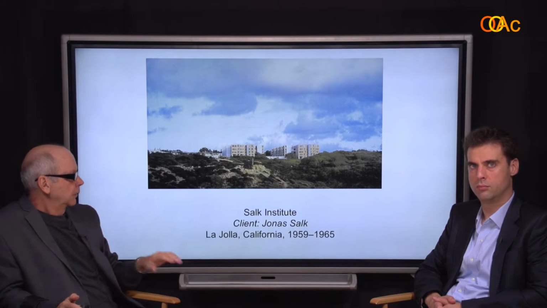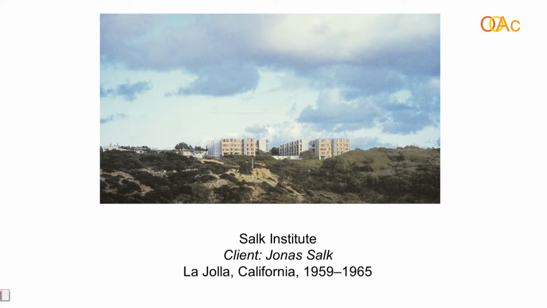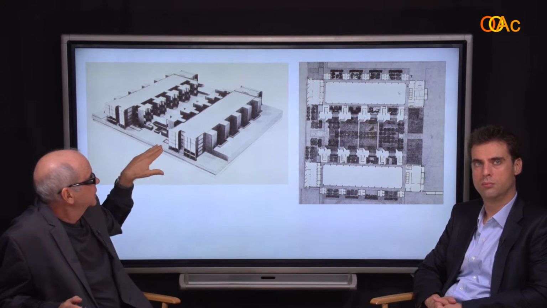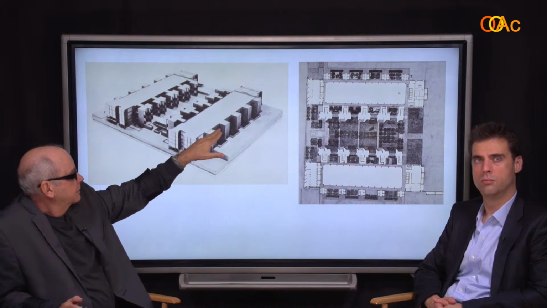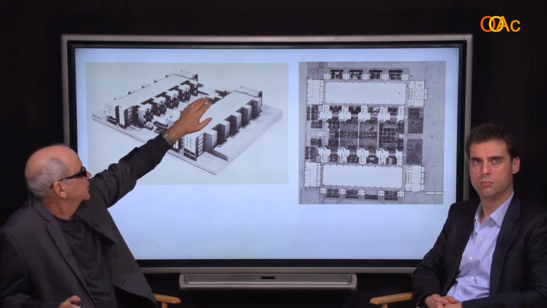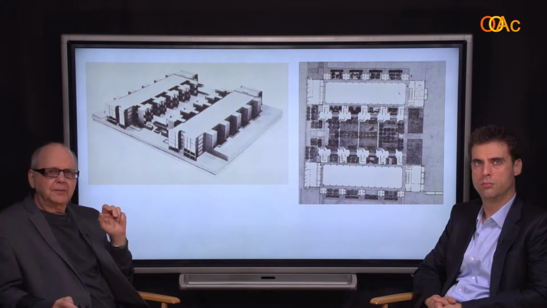His next building was for Jonas Salk, who developed the polio vaccine, the Salk Centre in La Jolla, California. Beautiful building on a magnificent site on the cliffs over the Pacific Ocean. And here we have the laboratory spaces, and then these blocks on the back of it are stairs, toilets, and elevators. And then these forms in here are the offices for the scientists. So we have the same elements, but arranged differently.